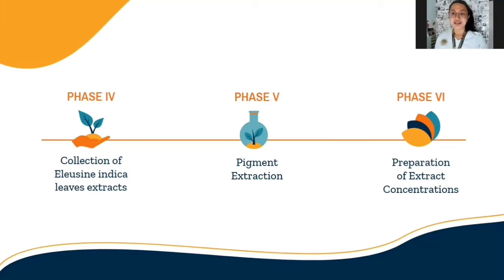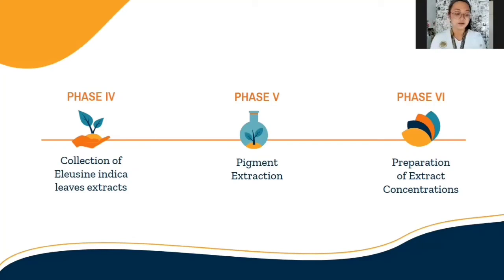We will proceed to phase 5, which is the pigment extraction. We will gather the materials needed, like our mortar and pestle, and we will place the goosegrass leaves in a mortar. A small amount of ethanol will be added and it will be ground by a pestle to release the pigments into solution. The addition of ethanol will be continued as necessary in order to create a few milliliters of very dark extracted liquid, enough to be used for the following experiment.